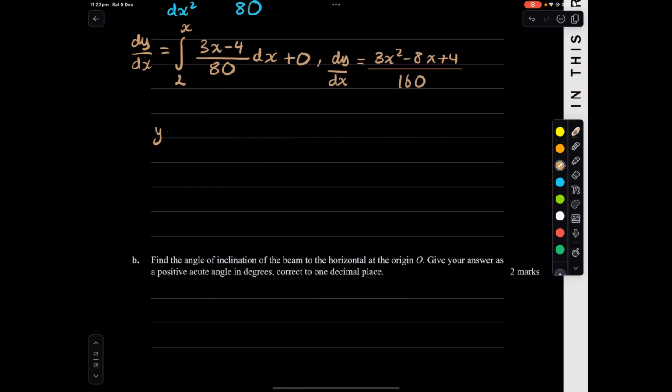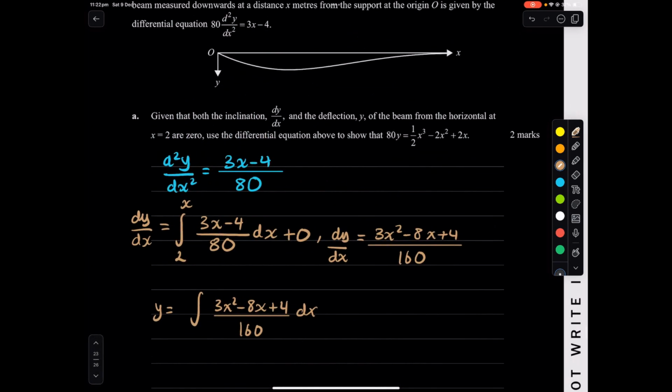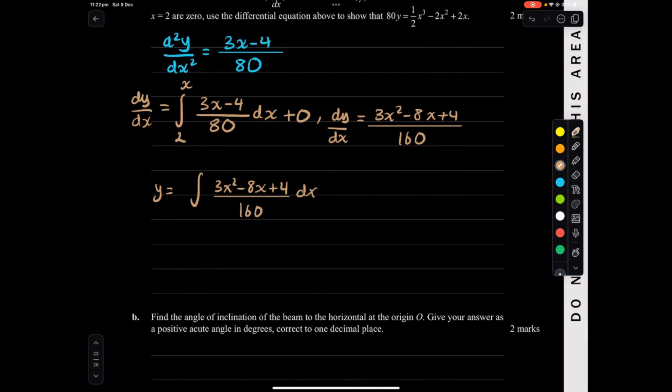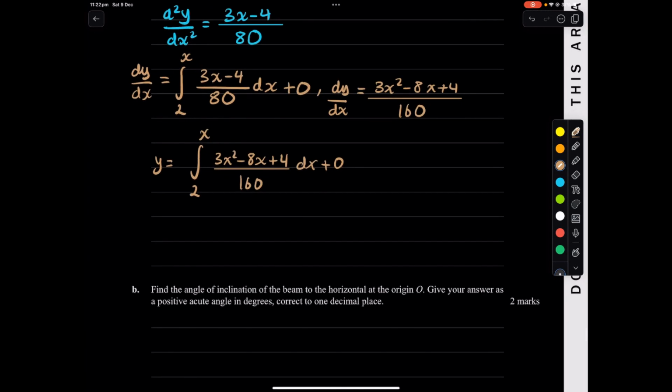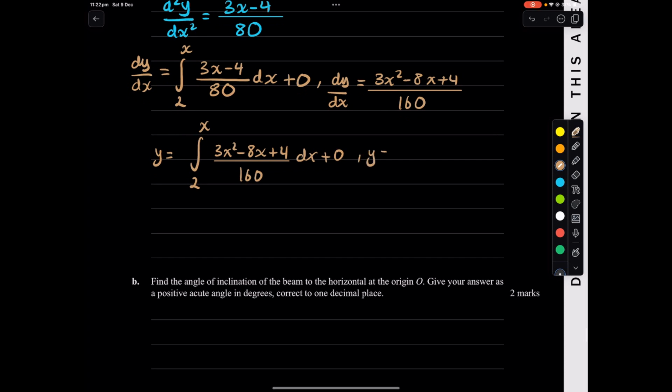Now, y is just going to be the integral of 3x squared minus 8x plus 4 over 160 dx. Again, using that initial condition, we know that when x is equal to 2, y should equal 0, so that's a plus 0 here, from 2 to x. Let's do that. So hence y is going to be what?